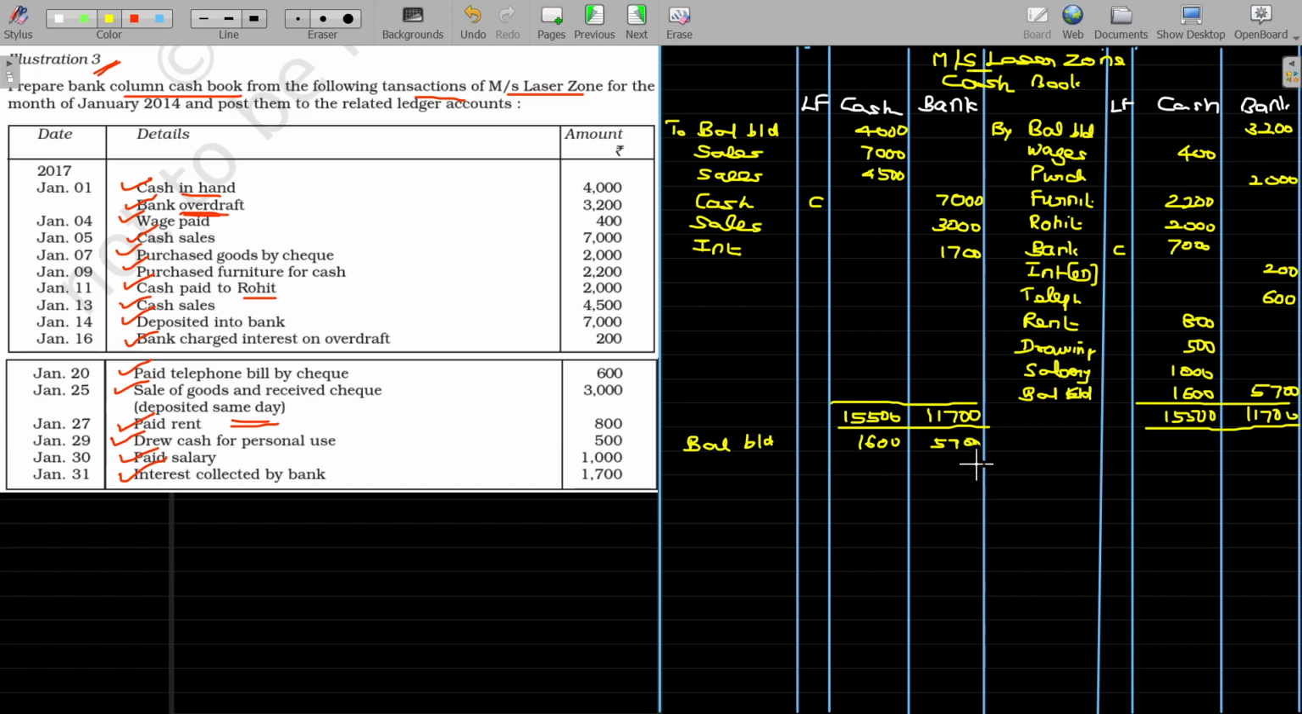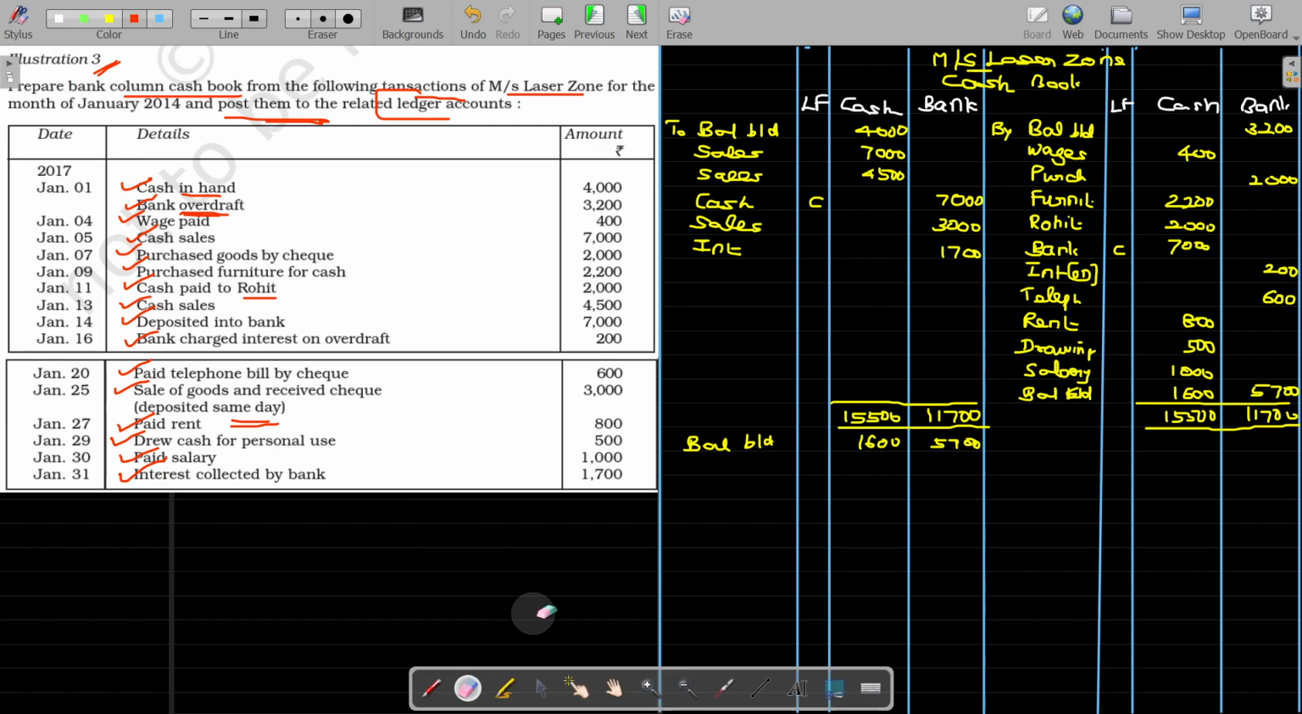Now, I'm going to post that into the ledger. Post them into the ledger accounts. Clear? Let's see here. How do I work that out?